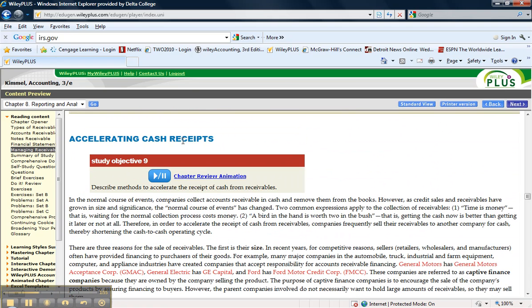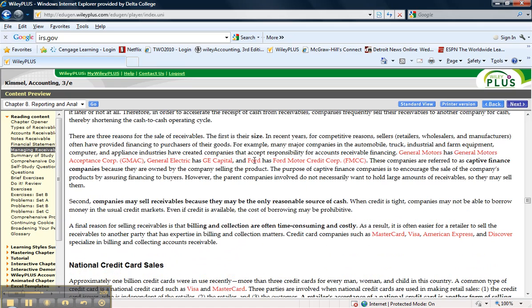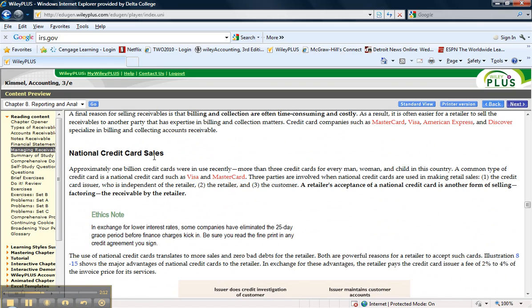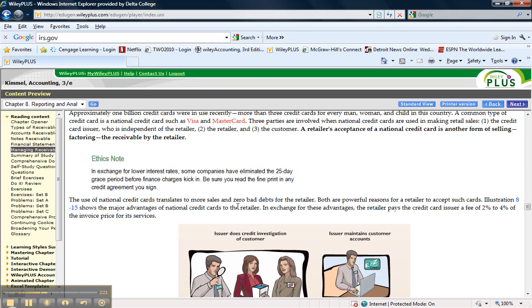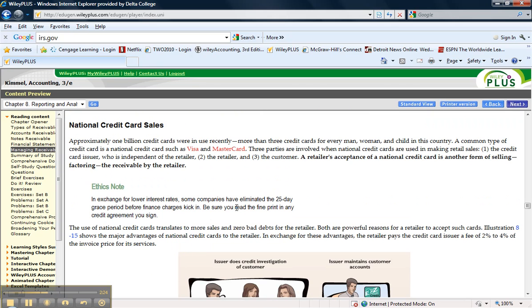Accelerating cash receipts, study objective 9. Companies will accelerate cash receipts by any number of processes, with the main goal, again, that getting the cash is the most important thing. So accepting national credit cards like Visa is one way for companies to get money quicker. In that scenario, the credit card company pays the company immediately when the customer buys something.